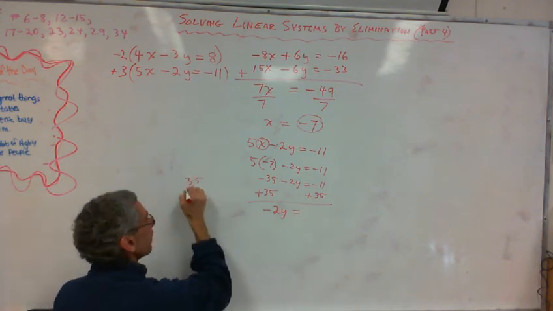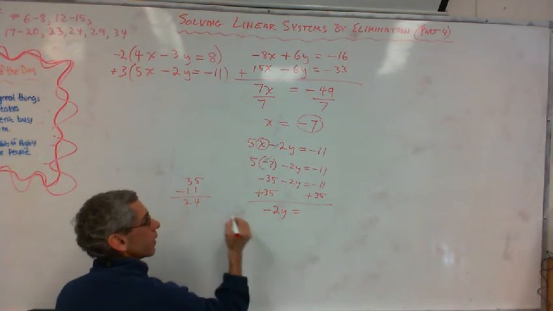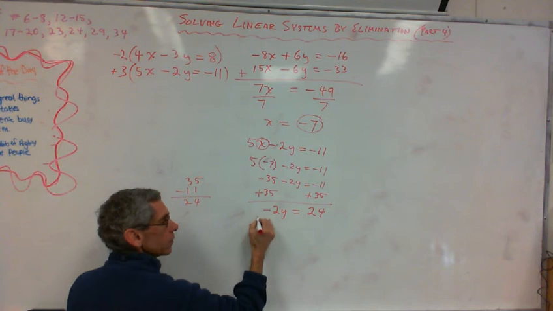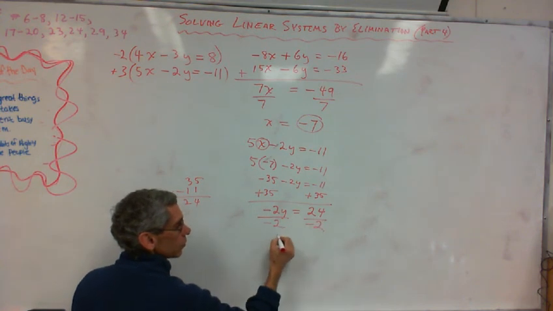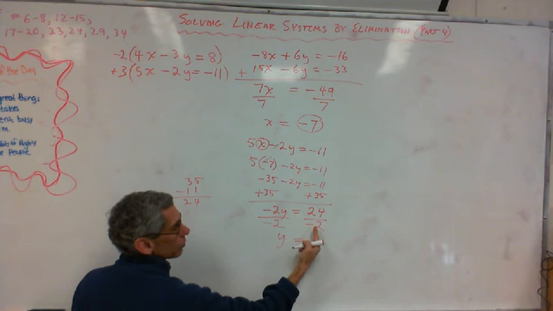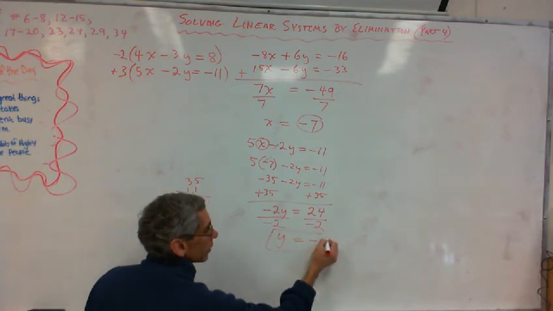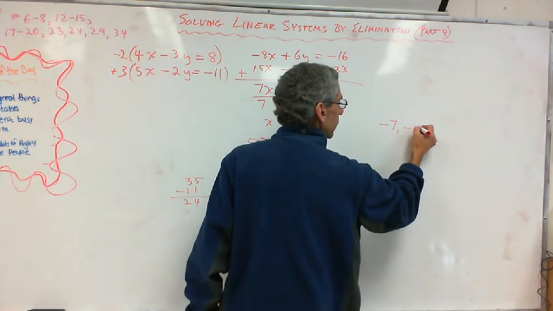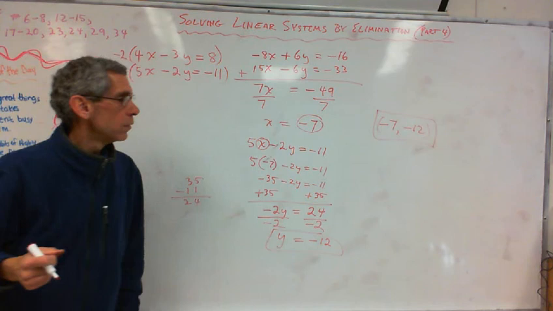That's the same as 35 minus 11, right? So it's 24, right? Negative 2y is equal to 24. Divide by negative 2. Divide by negative 2. Y is equal to negative 12, right? Okay, so my answer is negative 7, comma, negative 12. All right?